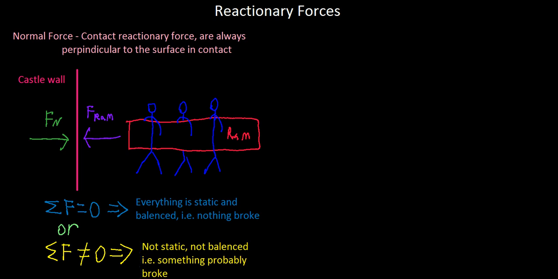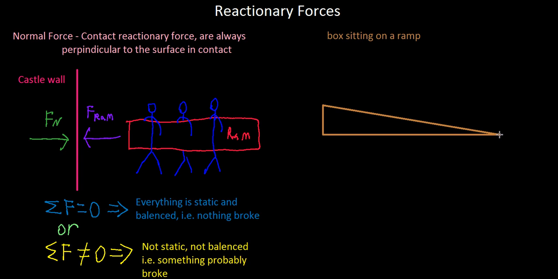And now, to really drive home what a normal force is and how static equilibrium works when it comes to reactionary forces canceling each other out, I want to do one more example, and I want this example to be just a box sitting on a ramp. So let's just draw some random ramp here, some ramp just sitting here.